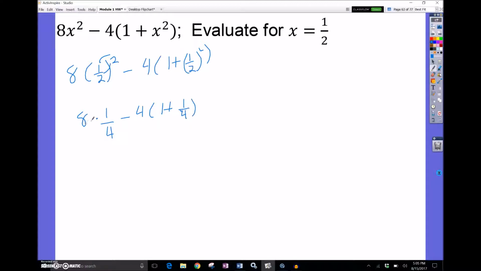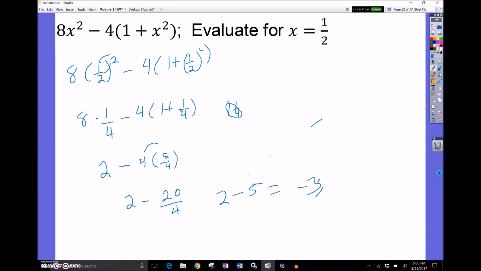All right, so then I'm going to have 8 times 1/4, which is 2, minus 4 times the quantity of 1 and 1/4. So when I add 1 and 1/4, it's just 1 and 1/4. And I'm going to turn that into 5/4. It'll be easier when I solve. So times 5/4. So when I distribute this, or multiply this, it's going to be 2 minus 20 over 4. And 20 over 4 just reduces to 5. So 2 minus 5 is equal to -3. And -3 is your final answer there.